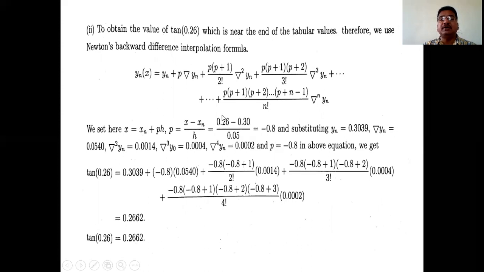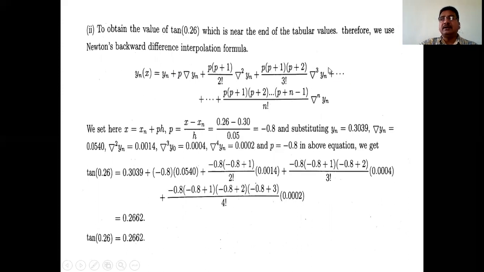So x is 0.26, and then a plus nh is what? 0.30 divided by h is 0.05, and this is u. Then write the formula, that f(x) is equal to f(a plus nh) instead of yn. So this is u del of f(a plus nh), plus u(u plus 1) by 2 factorial del square f(a plus nh), plus u(u plus 1)(u plus 2) by 3 factorial del cube f(a plus nh). And the next term is what?